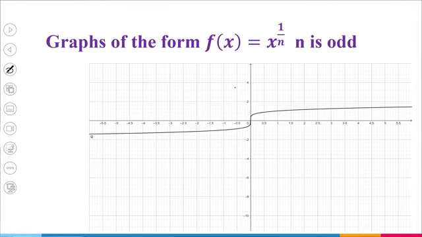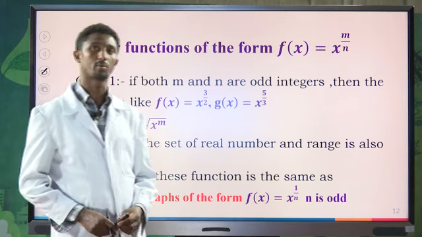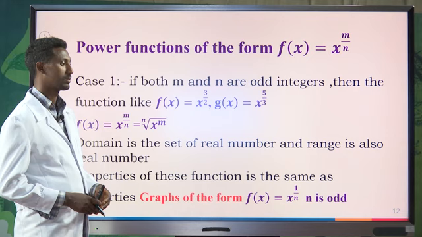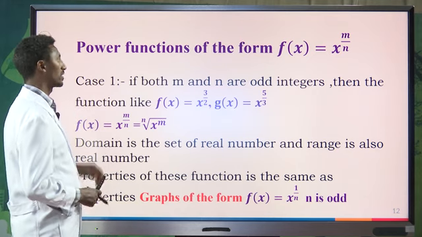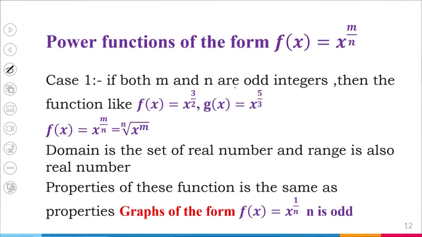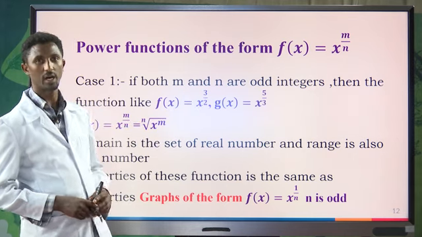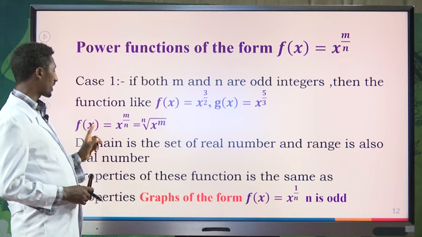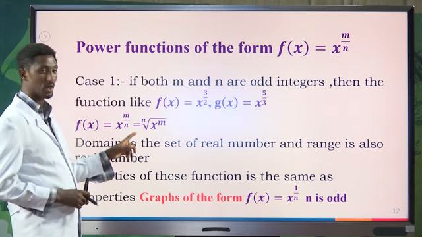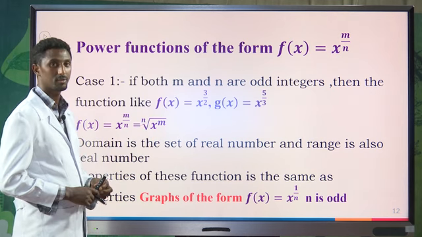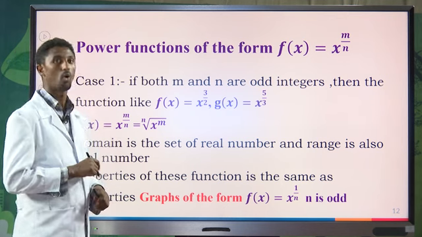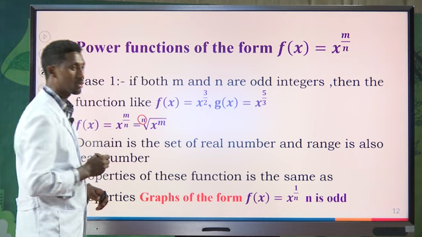The other one, a power function of the form f of x equals x to the power of m over n. Now we'll consider the ideas before as fact and extend that idea. What will happen if both m and n are odd integers? It looks like this. F of x equals x to the power of 3 over 2. G of x equals x to the power of 5 over 3. In general, f of x equals x to the power of m over n, which equals the nth root of x to the power of m. Now, since both integers m and n are odd numbers, this index is also odd.